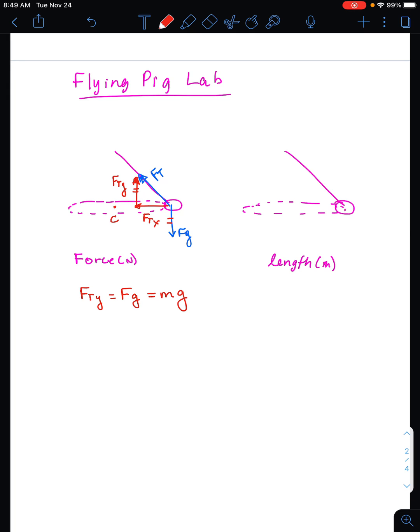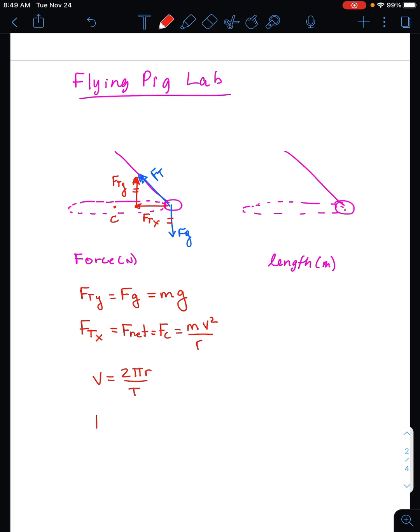So I need to find a different way of finding my Fty. Another force I can find is my Ftx. My Ftx is going to be my net force, my inward force. We can call it my centripetal force, and it's equal to m times v squared over r. I can solve for this Ftx if I know a speed and a radius. My speed is going to be solved for by doing 2 pi r over t.